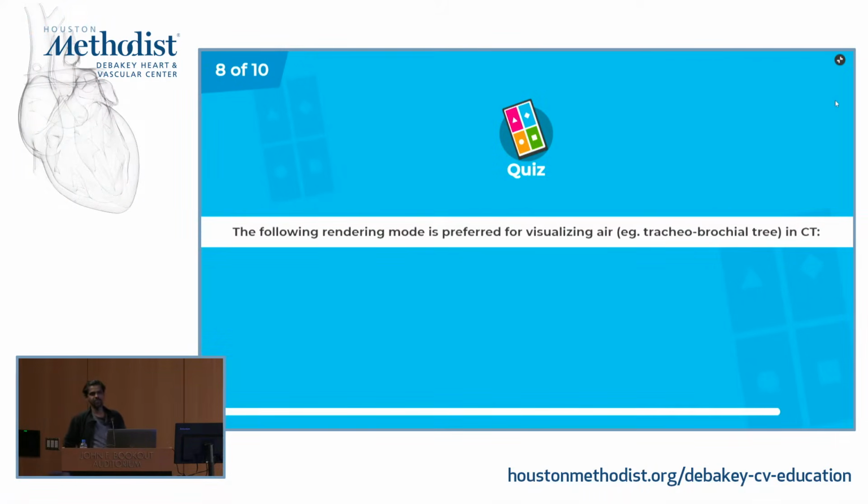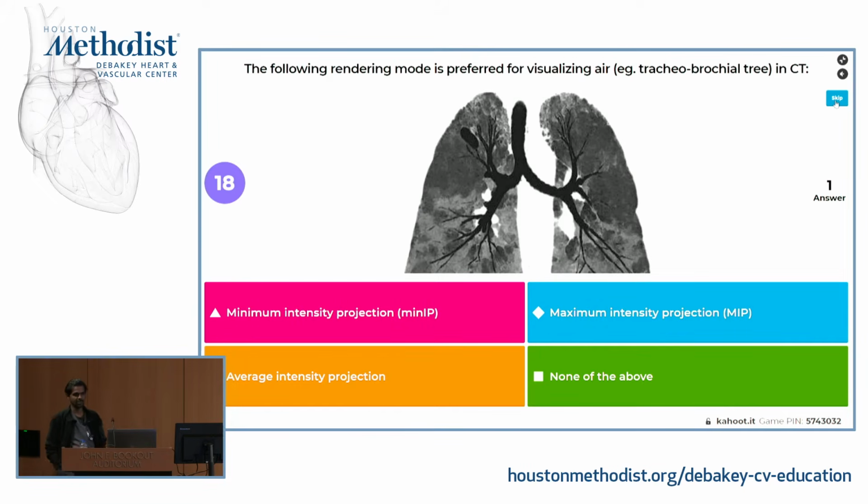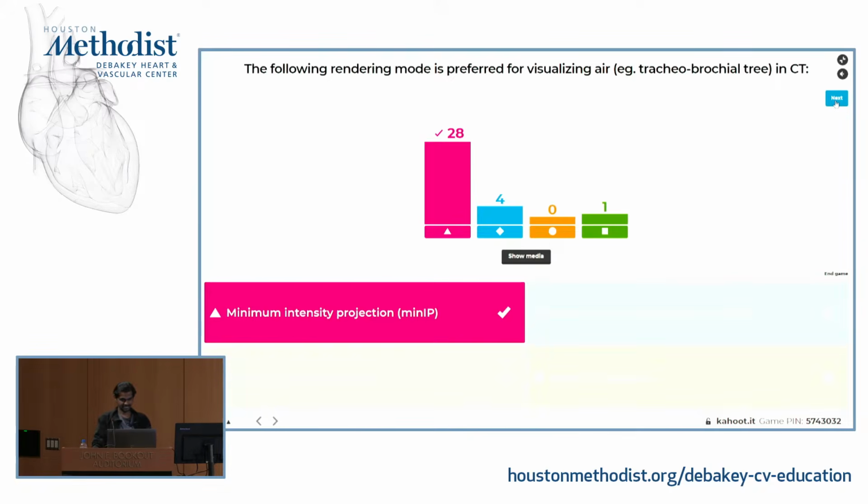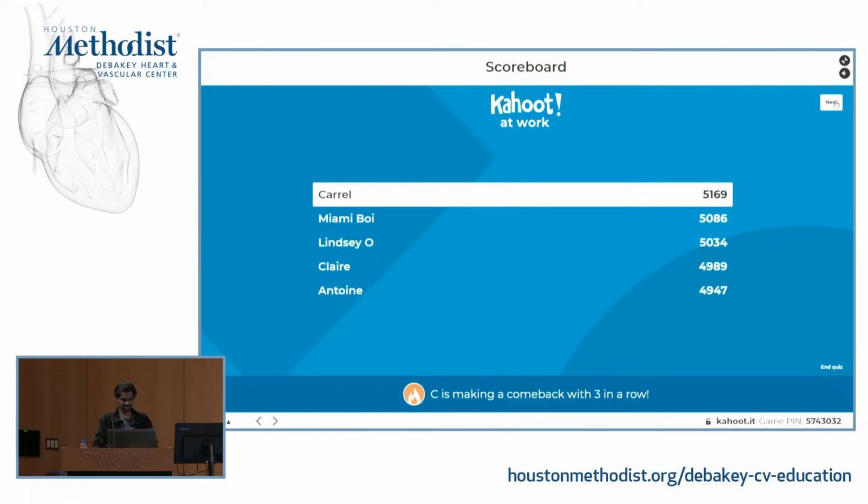So the following rendering mode is best used for visualizing air, for example, in cases with airway compression or bronchial obstruction and stuff like that. So what is the technique typically used? Okay, most of you got it right.